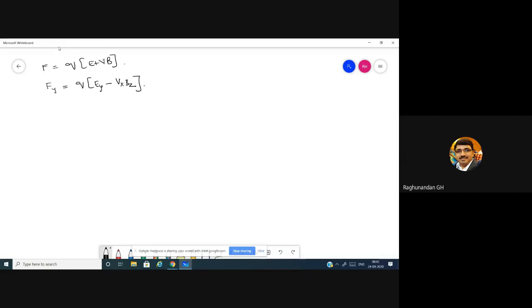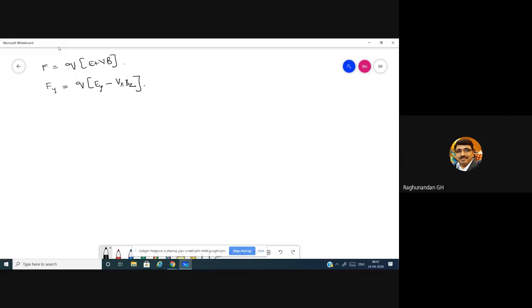Vx is the drift velocity of the charges, and we are considering the direction of the current only. X is the direction of current which we have considered. The electric field is on the y axis and the magnetic field is on the z axis. So the three of them are perpendicular to each other.